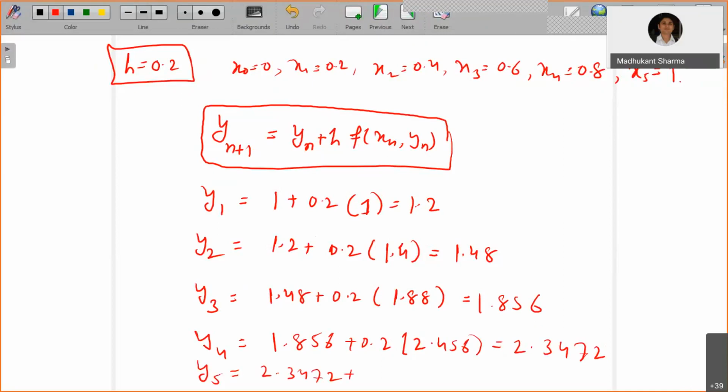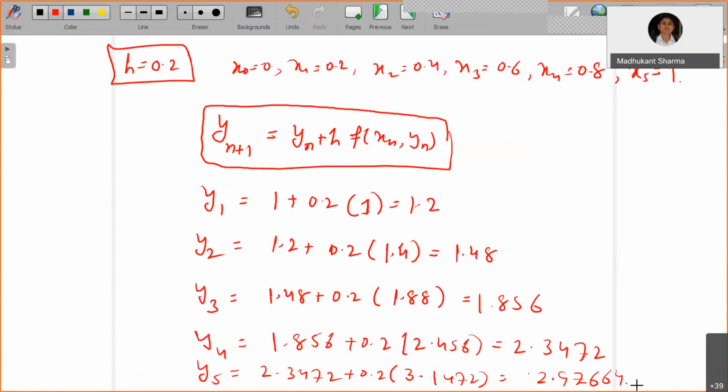And what is y5? y5 is equal to 2.3472 plus 0.2 times x4 plus y4, where x4 is 0.8. So that's going to be 3.1472, plus 0.8 into 0.2 plus 2.3472. So that's going to be something like 2.97664.